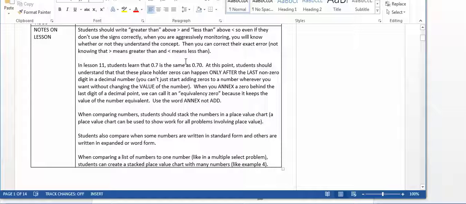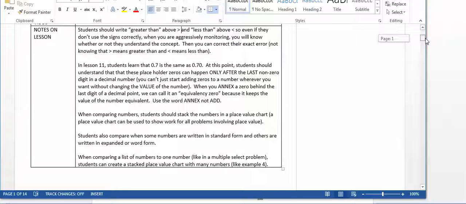In the past, we have stayed away from the alligator eats the larger number. We really want to make sure that students understand that this symbol means greater than, this symbol means less than. And so one strategy that we could try is having students write greater than above this symbol and less than above this symbol. And so even if you're reading the mathematical expression or the mathematical statement, it is correct.